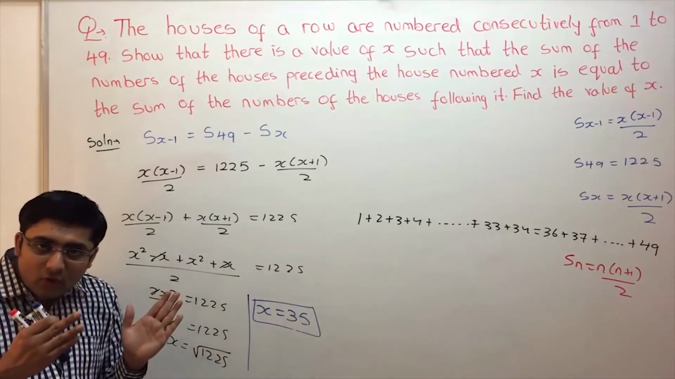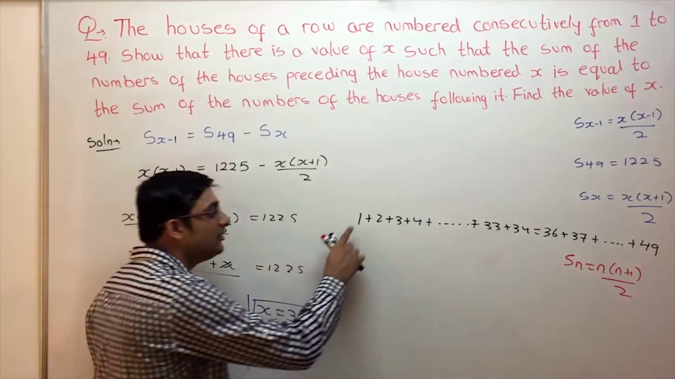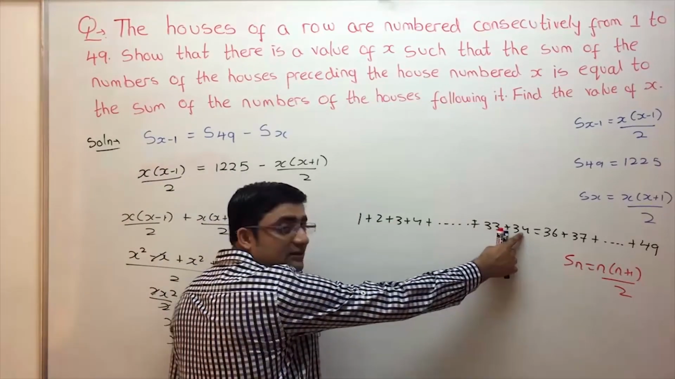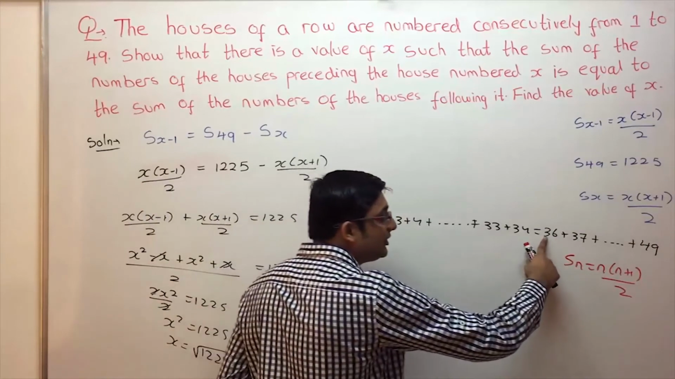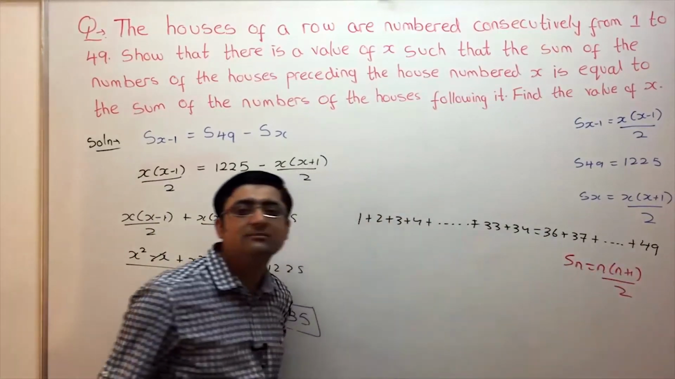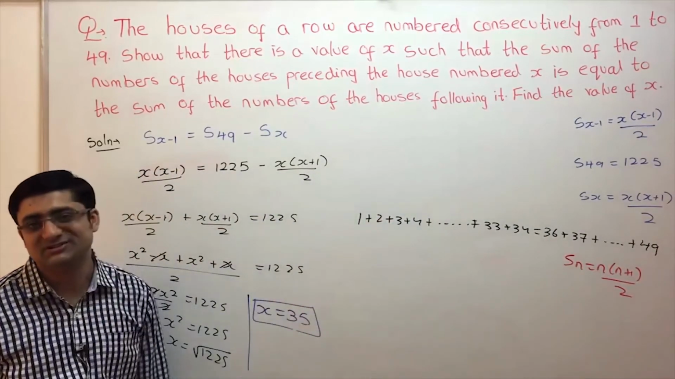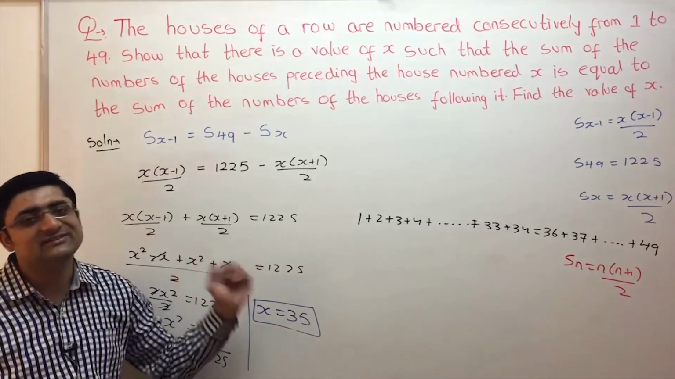That means sum of all the house numbers before 35, meaning 1 plus 2 plus 3 up till just before 35, means 34, is sum of house numbers after 35. So 36 plus 37 till the last house number 49. This is what the question means, right? So this is how you solve this question.